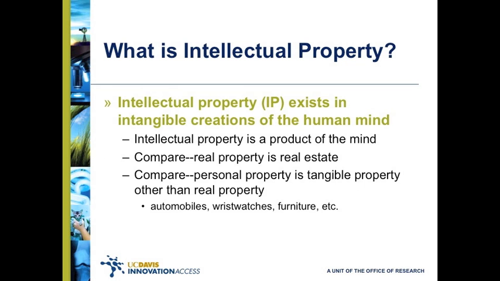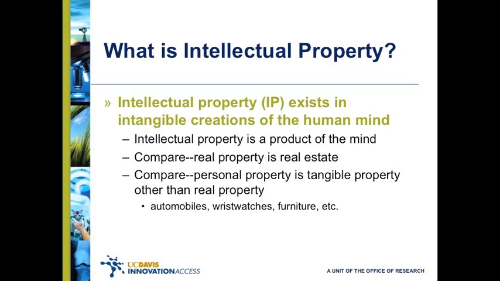Intellectual property. What is intellectual property? Intellectual property is defined as inventions or ideas that exist in intangible creations of the human mind. That means it's something that is generated within the brain of the inventor. That's why it's called intellectual property, or IP.